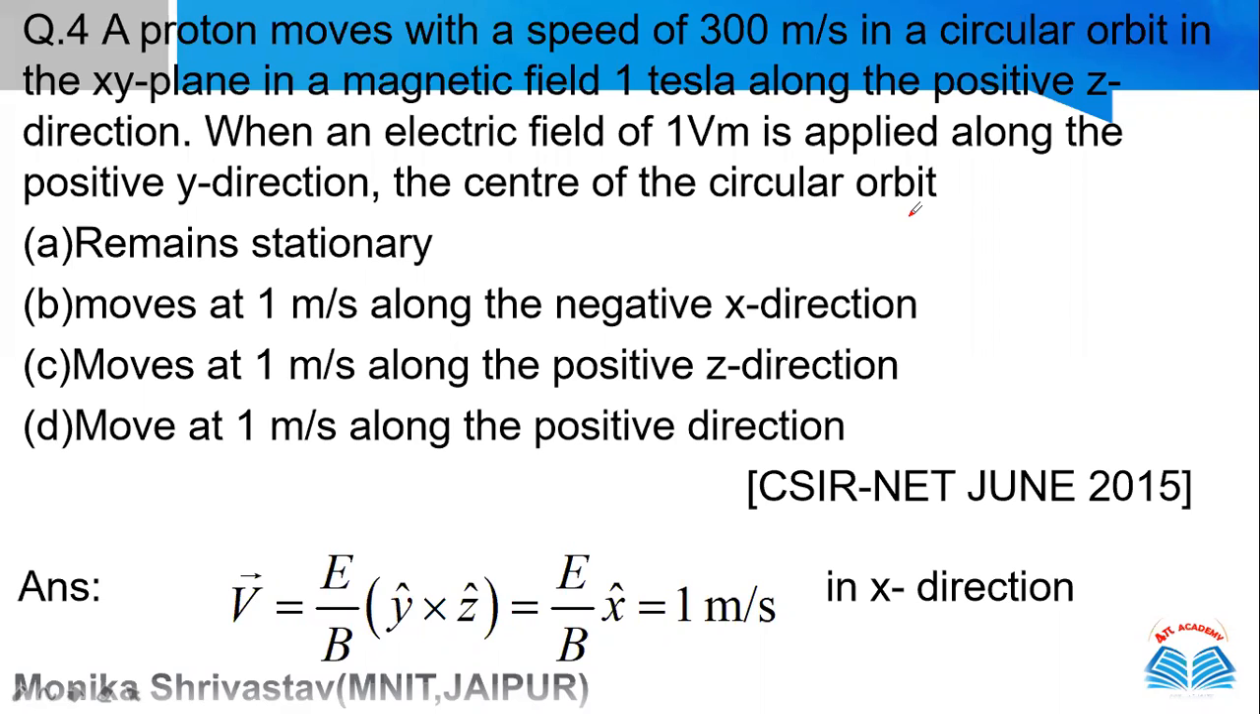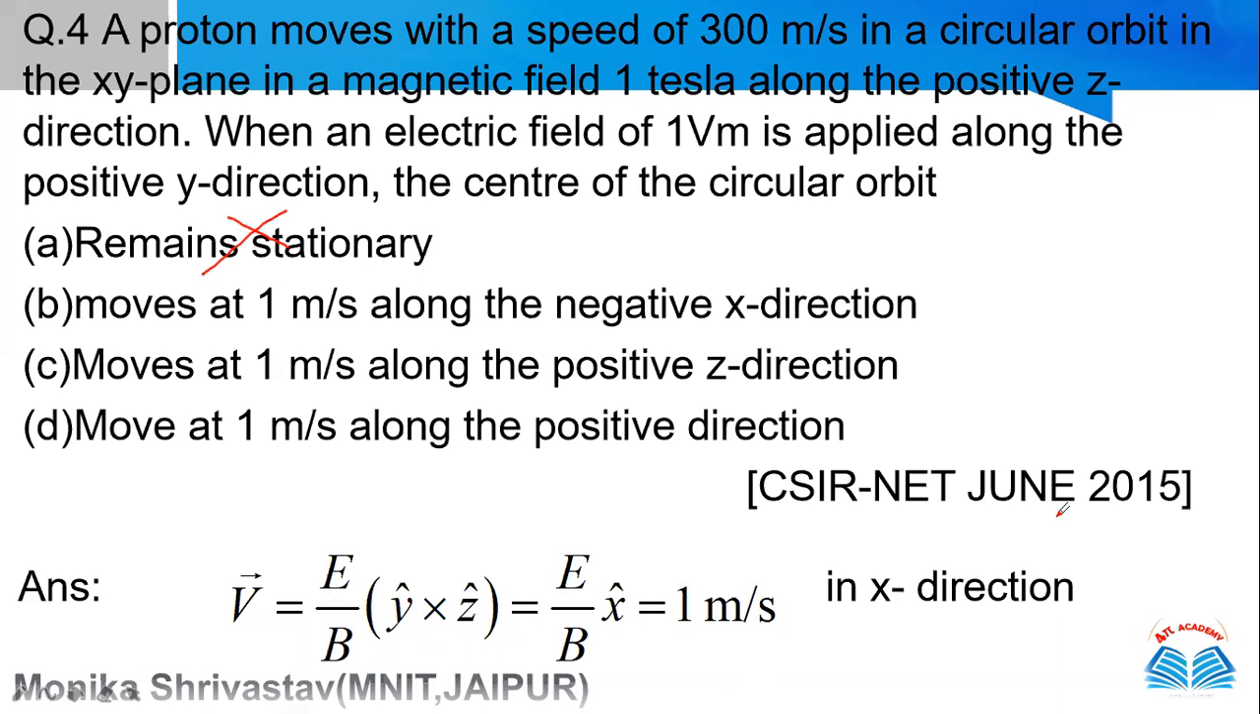But what about the center? Now, if I apply the electric field, then the center will be displaced. Initially there was only a magnetic field, so the center was stationary. But when I apply an electric field of 1 volt per meter, the center will surely be displaced. So option A is discarded from here. It cannot be the right one. This is an important question, from NAT June 15.